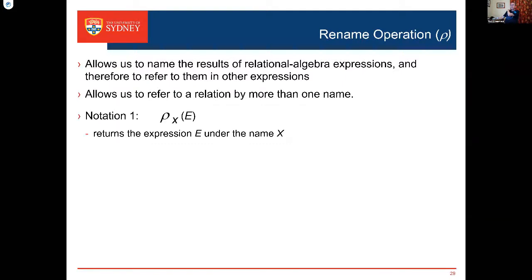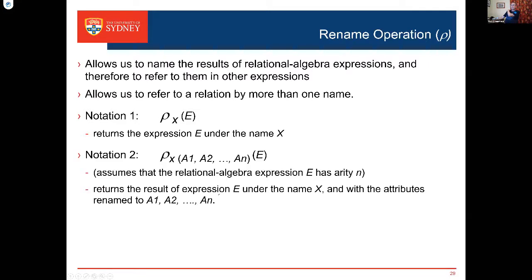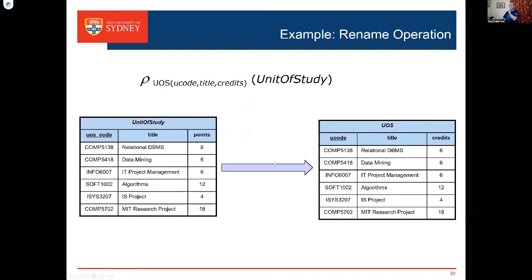Rename operation, it just takes the expression E and calls it X, and when I do that, I can relabel the columns as well. And it just modifies the schema of the expression that we're returning. So, for example, that could be some complex expression, but I want to rename things on the fly. We'll use that quite often when we're doing SQL queries.